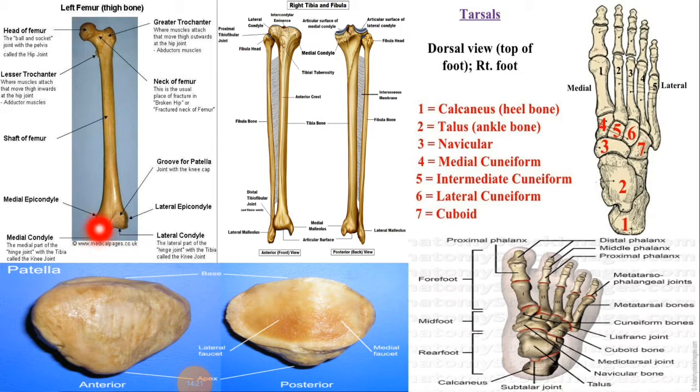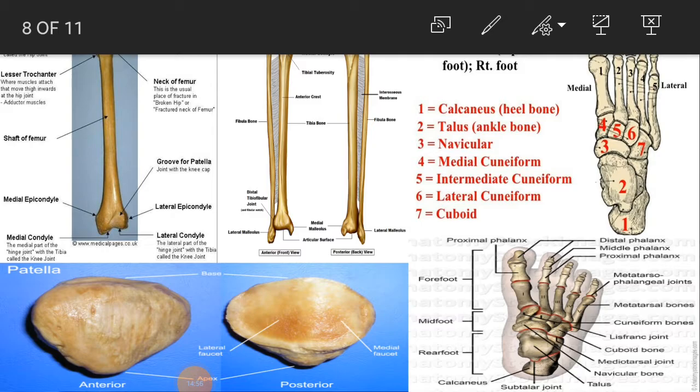Next we have the medial and the lateral epicondyles, just above the lateral and the medial condyles. These are the ridges. Then there is the groove for the patella, which accommodates the patella for the formation of the knee joint. This lateral condyle is the lateral part of the hinge joint that is formed with the tibia, and we call it the knee joint. This is the medial condyle.